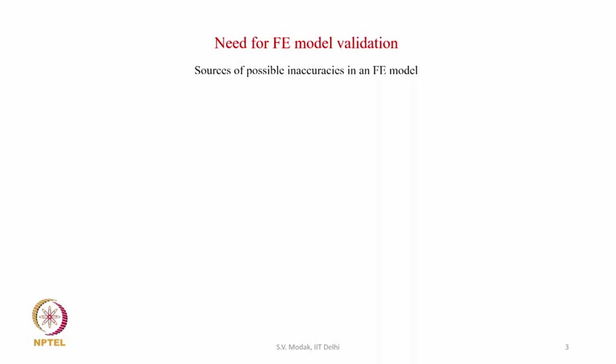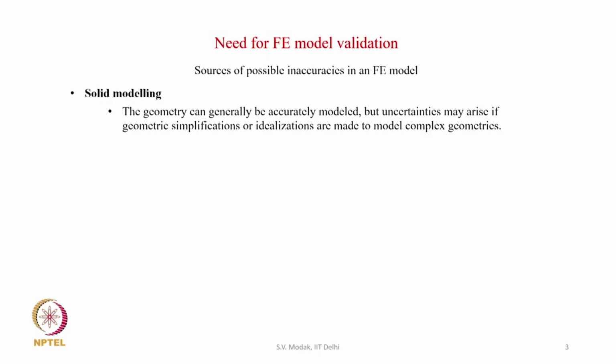So the first phase in the finite element modeling is to make a solid model of the system. So are there any inaccuracies which might be associated with the solid modeling phase? So in the solid modeling, generally the geometry can be accurately modeled based on the available drawings, right. However, some uncertainties may be associated with this phase when geometric simplifications or idealizations are made. So many times some complex geometry may be simplified to provide ease in the modeling, and some idealizations may be done. So therefore these geometric simplifications or idealizations may introduce modeling inaccuracies in the solid modeling phase.